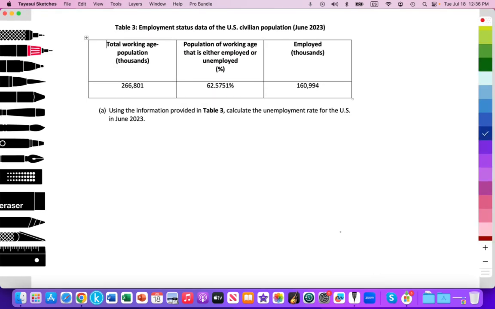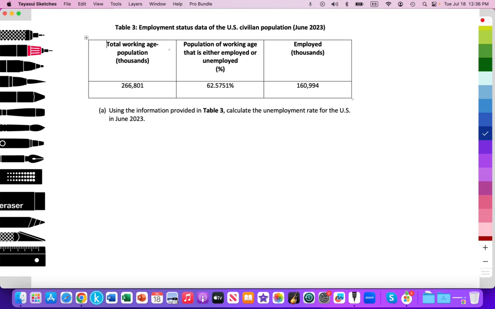On a Paper 3 exam, and even on a Paper 2, Standard Level students might be asked to calculate something similar to this with data provided. Here we have Table 3, employment status data for the U.S. civilian population in the month of June 2023.